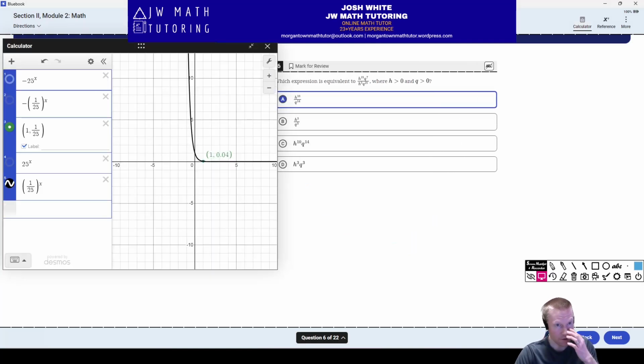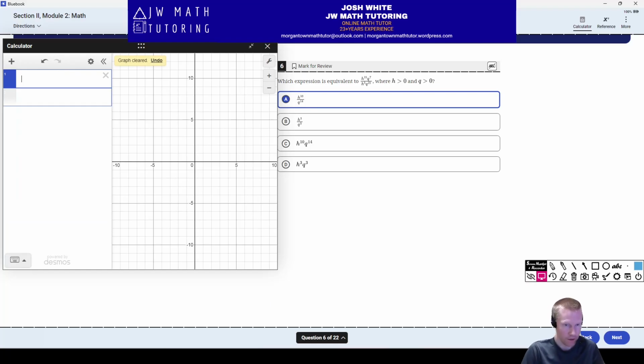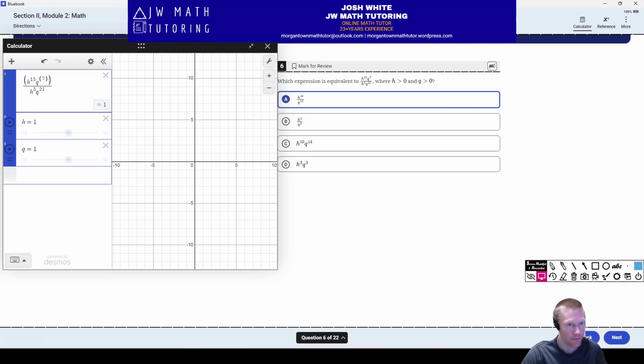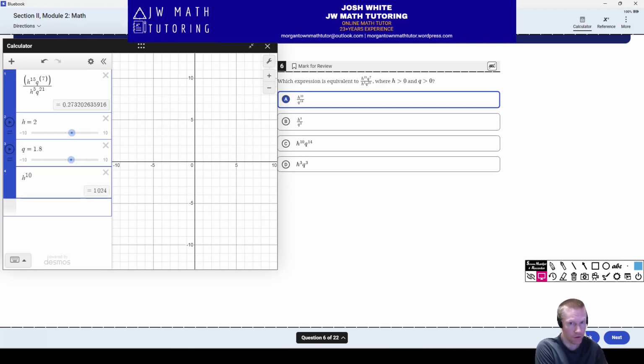Now, here's how you could do this in Desmos. Just delete all that. You type the original expression. And then we're going to add sliders for H and Q. Probably not going to set them each equal to 1. Just set them to whatever random numbers. Then you go through the answer choices. Notice this one matches.